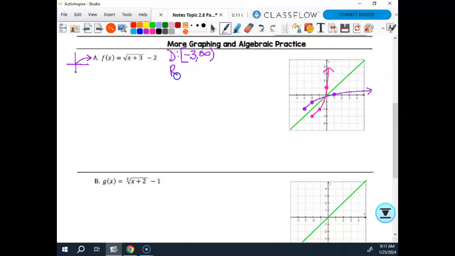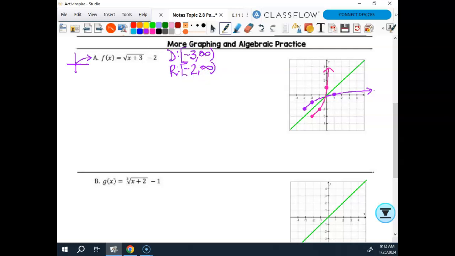Then my range, where do I start? For the purple one. -2, and I go all the way to where? Well, my range, I start at -2, and then is there anything stopping this? I mean, it's going to go really slowly, but are my y values going to keep getting bigger and bigger? Yes, they are, so I'm going all the way to infinity, and I include the -2.